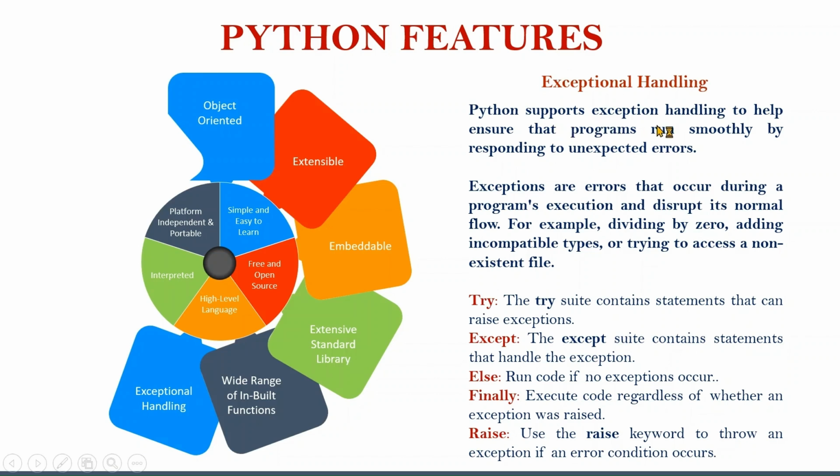So Python supports exception handling to help ensure that programs run smoothly by responding to unexpected errors. Exceptions are errors that occur during a program's execution and disrupt its normal execution. For example, dividing by 0. Any number divided by 0 is not possible, so there's an exception there. Adding incompatible types. Suppose you want to store integers, but you are trying to store some strings, incompatible types, or trying to access a non-existent file.